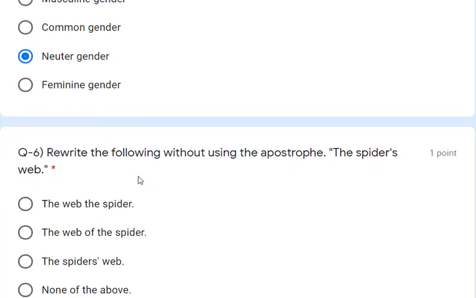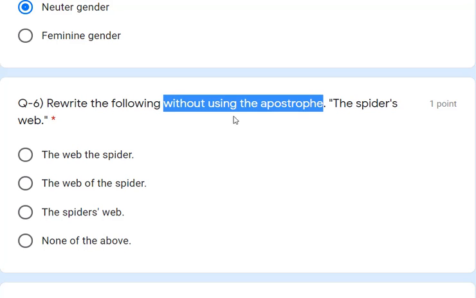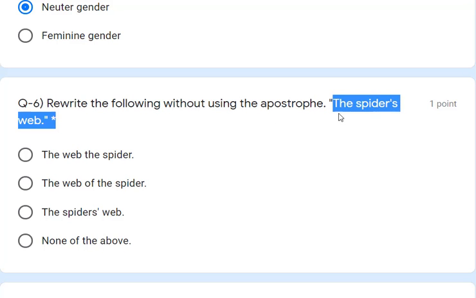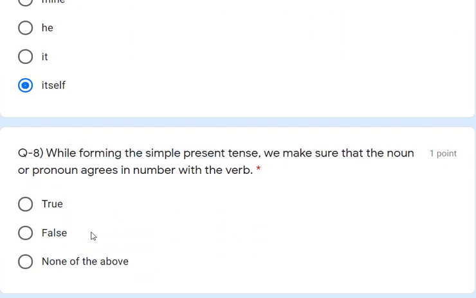Let's see question 6. Rewrite the following without using the apostrophe. It means in possessive noun, we need to write without the apostrophe. So, this is with apostrophe. We just need to write it in reverse. So, the spider's web. So, the web of the spider. That is the correct answer. Now, question number 7. Select the emphatic pronoun from the given options. Which is the emphatic? Emphatic pronoun is itself, showing the self thing. Right? So, itself is the correct answer.